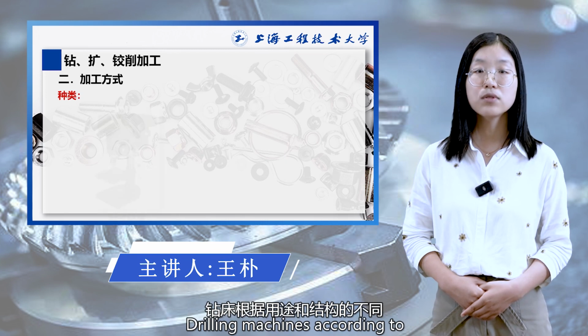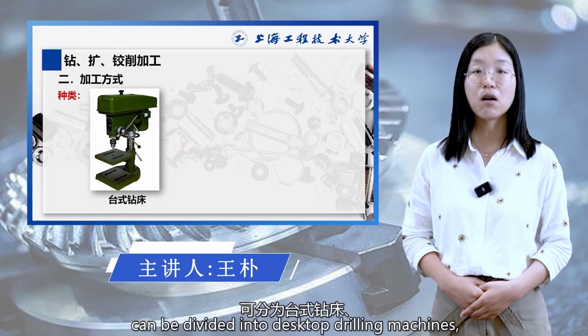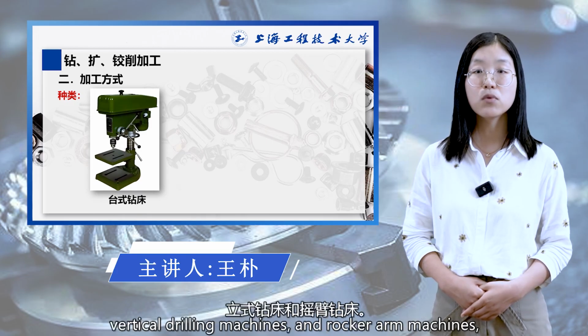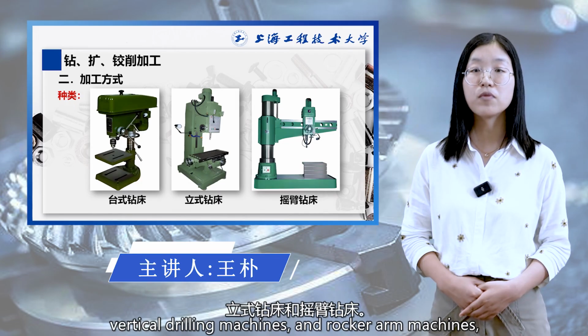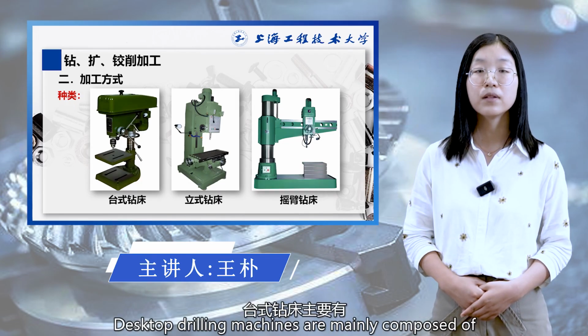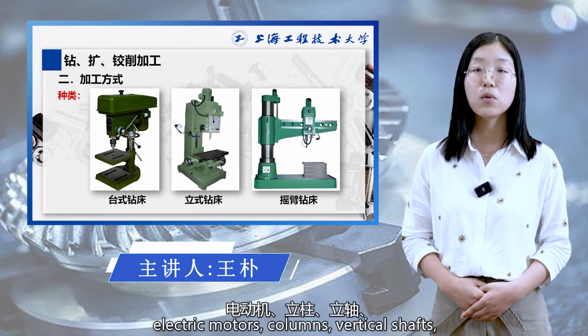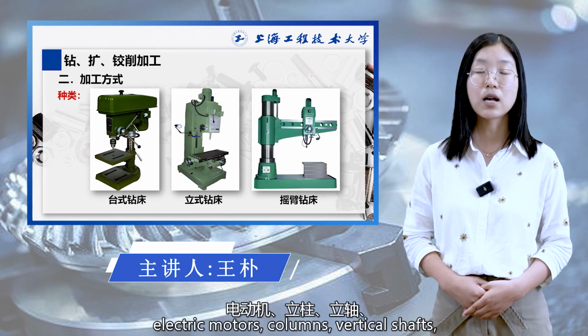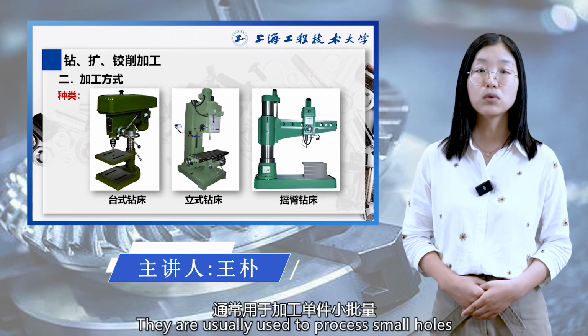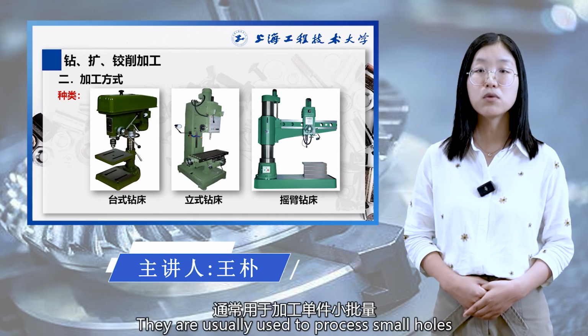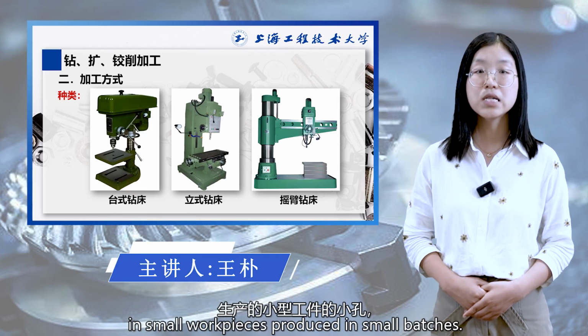Drilling machines, according to their different uses and structures, can be divided into desktop drilling machines, vertical drilling machines, and rocker arm machines. Desktop drilling machines are mainly composed of electric motors, columns, vertical shafts, workbenches, and other parts. They are usually used to process small holes in small pieces produced in small batches.